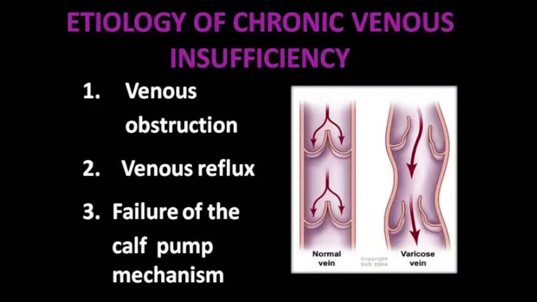the calf pump mechanism. Why have I jumped to etiology? The reason is that the etiology can often be determined on a good history of the patient. So, for example, in venous obstruction, has the patient had any DVTs? Venous reflux means the valves don't work, as in the example on the right, so the blood flows backwards. This can be determined by a patient who's had previous injury, such as a clot that has now dissolved, or failure of the calf pump mechanism. That would be, for example, a patient who is paralyzed.